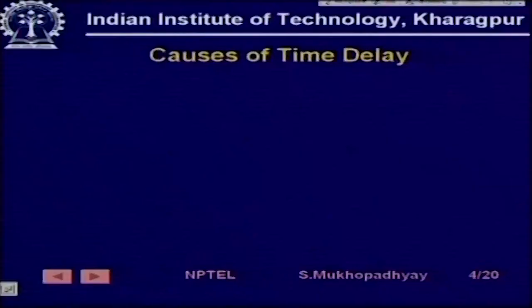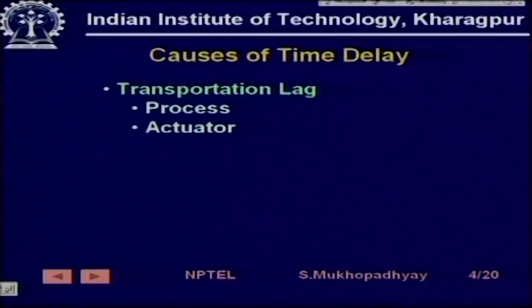So let's first look at the causes of time delay. The main cause of time delay is transportation lag. This is the most common and prevalent type of cause for time delay, because in the industry, material has to be transferred from place to place in the course of operation, and material transfer, flow of liquids, movements, these things take time. This is what is known as transportation lag, and it causes the majority of the cases where time delay is seen, especially in chemical process control.